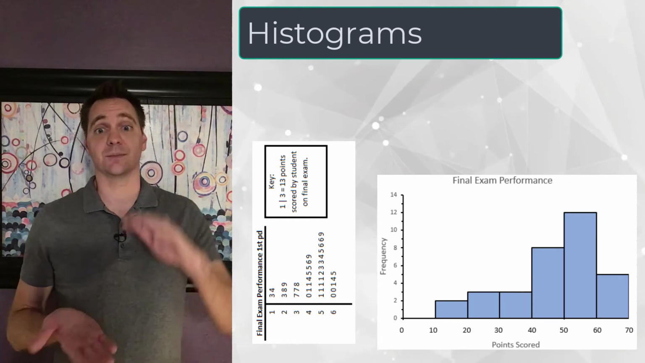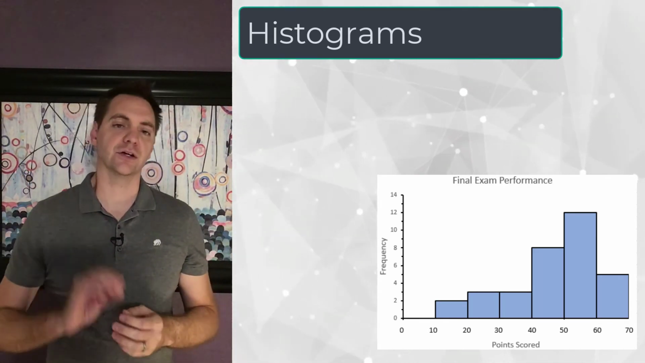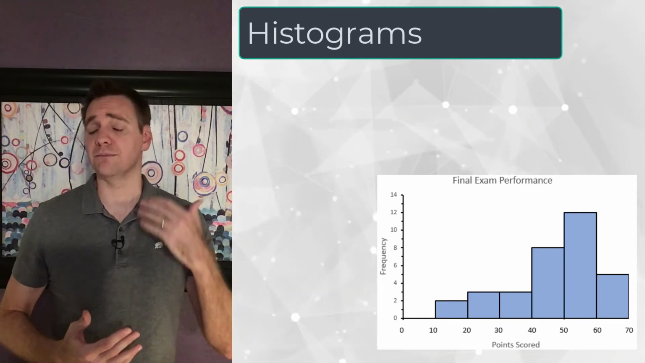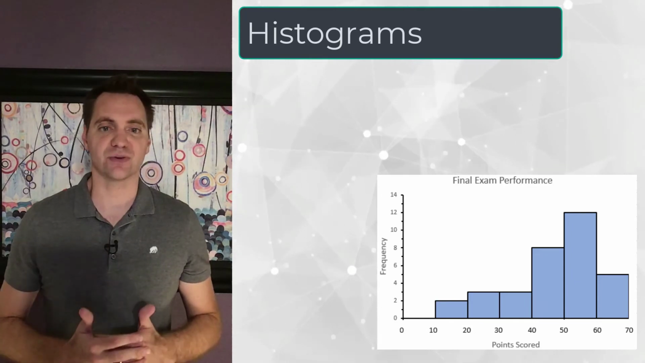Histograms are really just stem plots that have been flipped on their sides with a little bit less detail. They're a good choice when you have a lot of variability, maybe a very large set of data, or you want flexibility in highlighting certain trends.